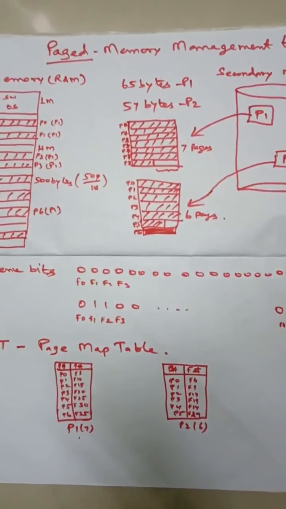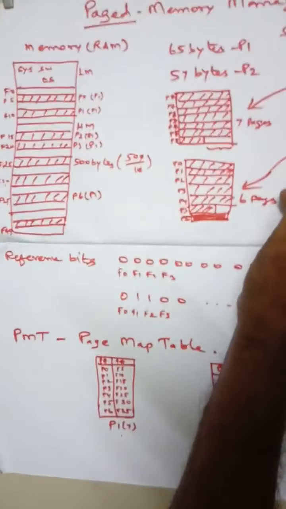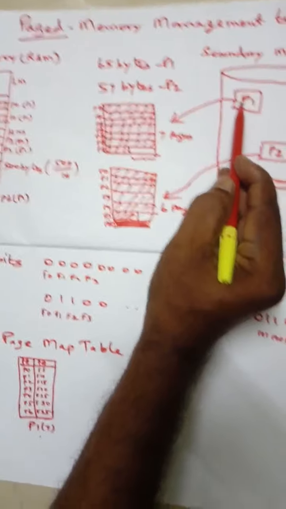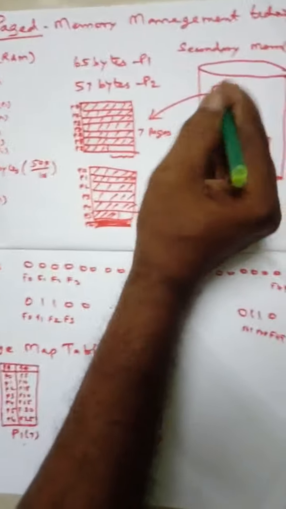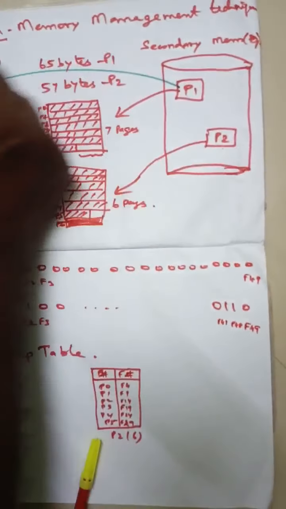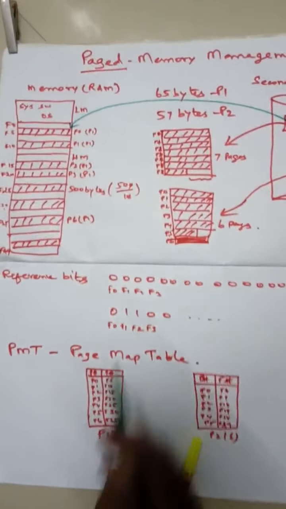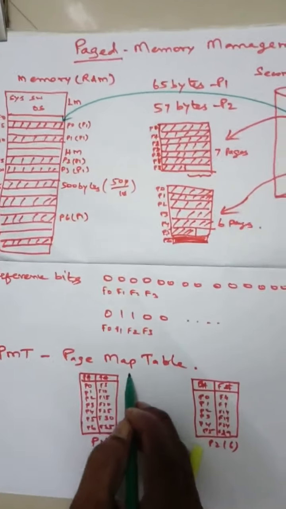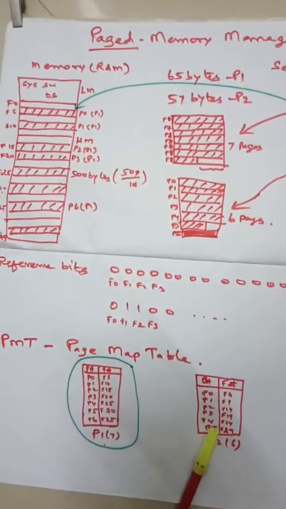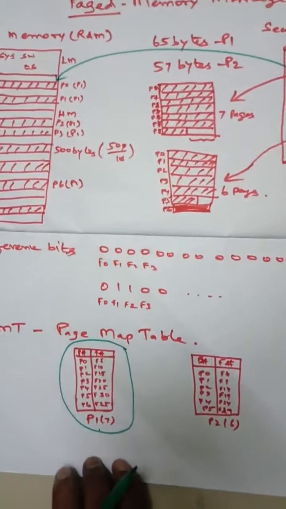Okay. So come to understand, when program 1 is going to be executed, in this situation program 1 must be loaded onto RAM. So in this situation, the page map table is created. Next, come to understand execution.